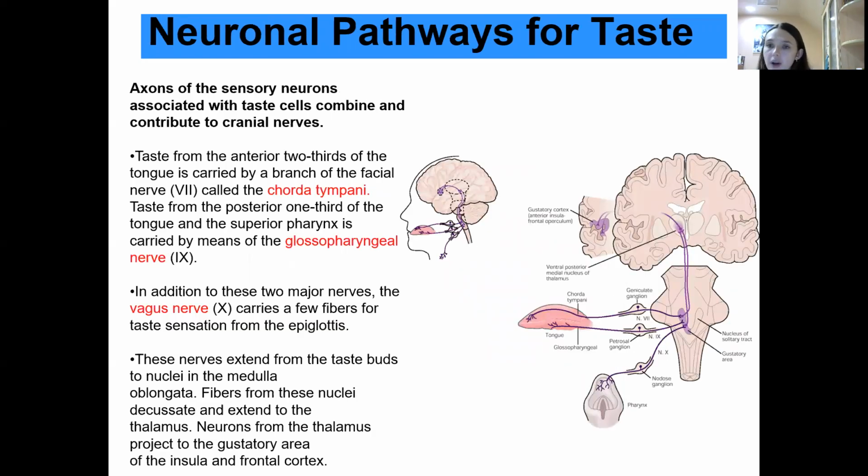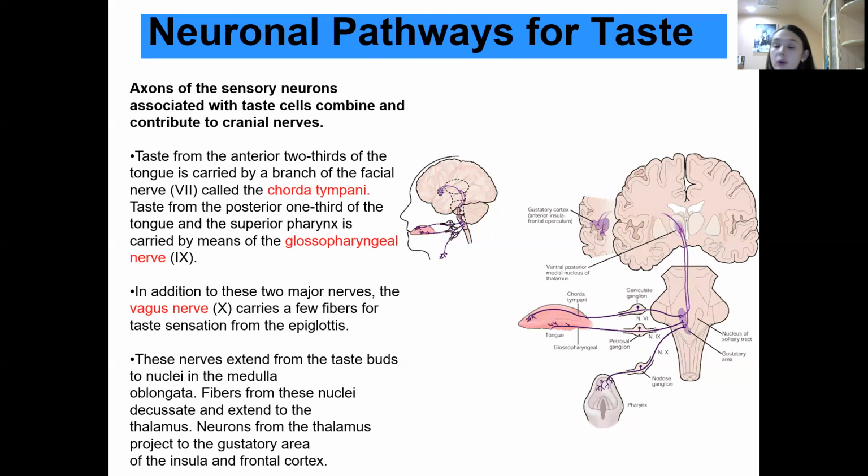The neural pathway of the taste. Axons of the sensory neurons associated with the taste cell combine and contribute to the cranial nerve. Taste from the anterior two-thirds of the tongue is carried by the branch of the facial cranial nerve, which is called chorda tympani.